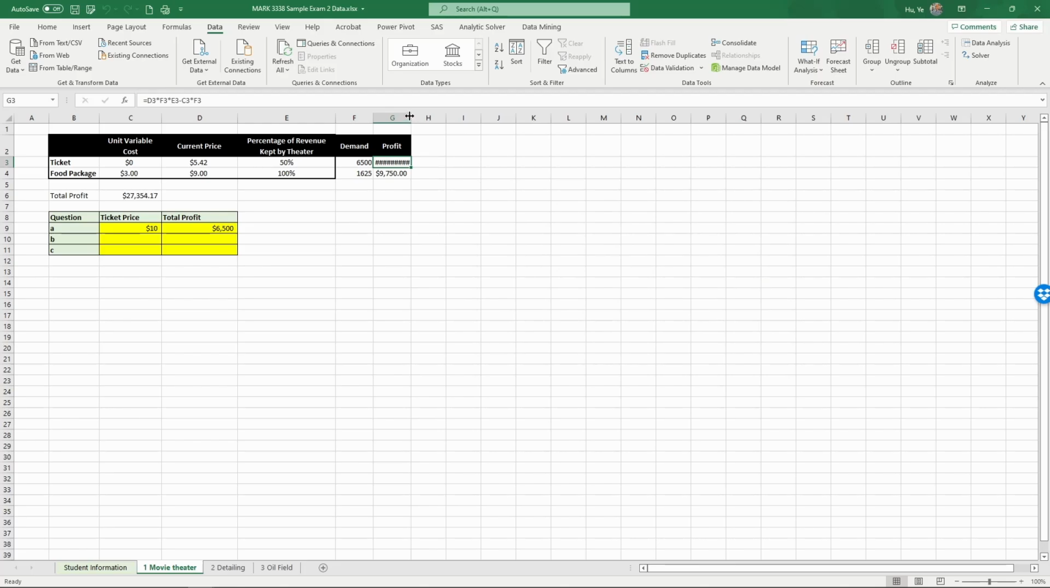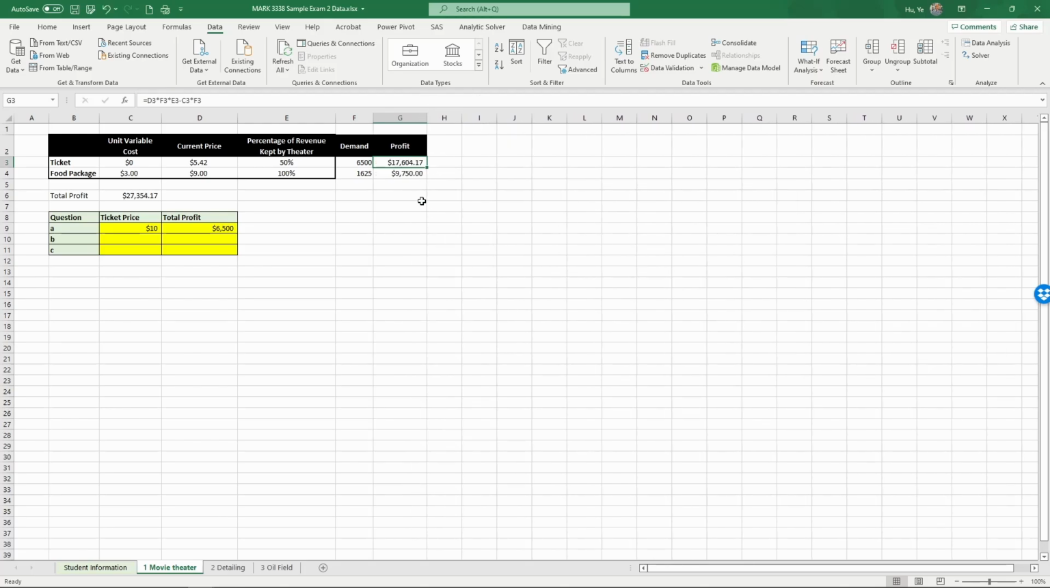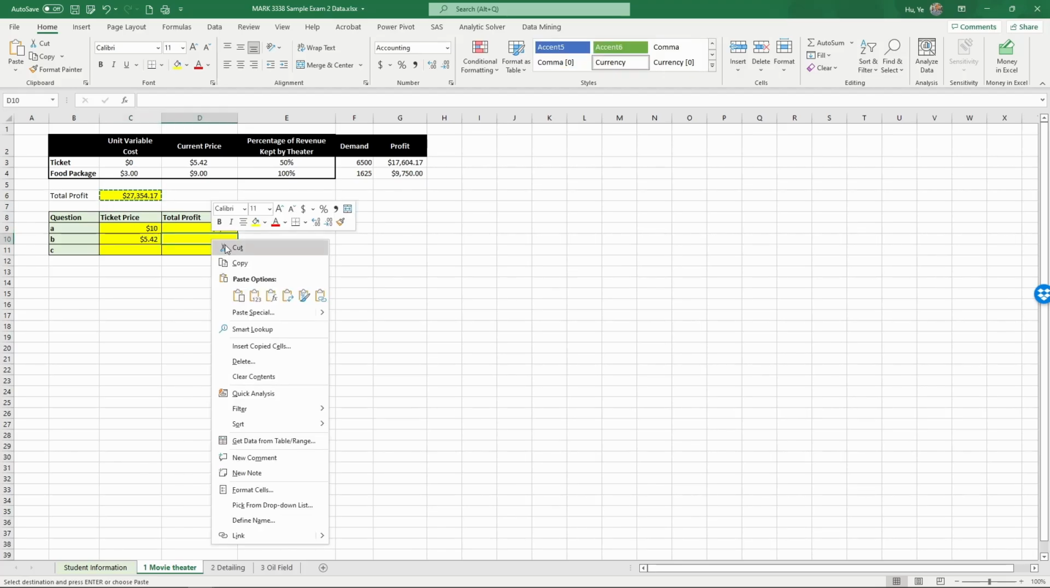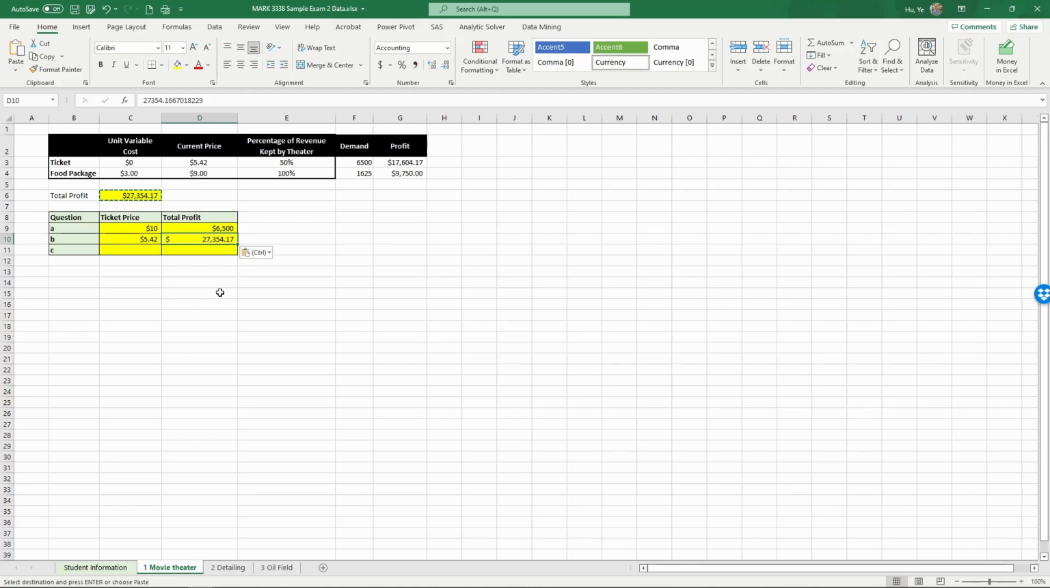Click OK. Now we have a new profit. So as you can see here, in this solution, the optimal price is $5.42, and the total profit is equal to this number. And now let's copy this, Control C, and paste it here, right click, and paste value. So it's $27,354.